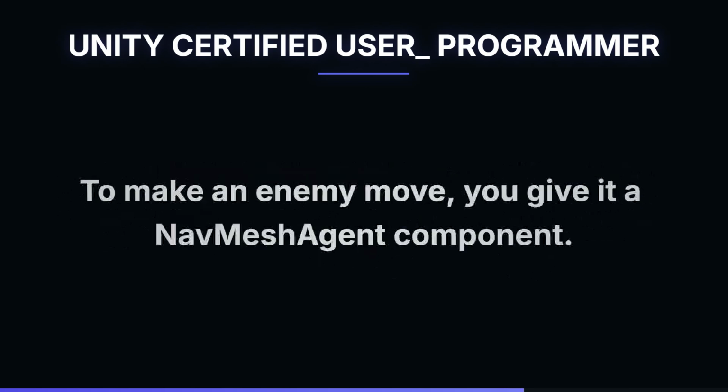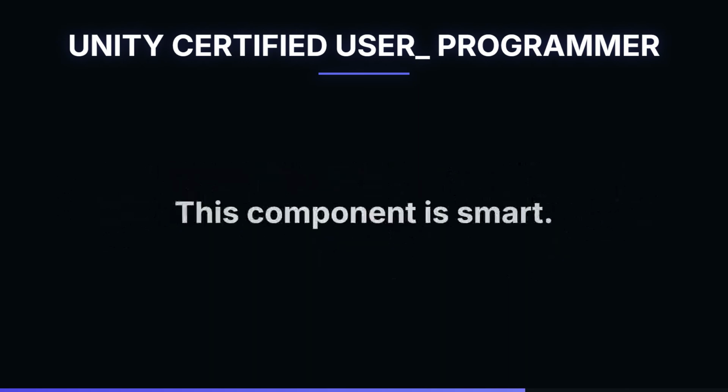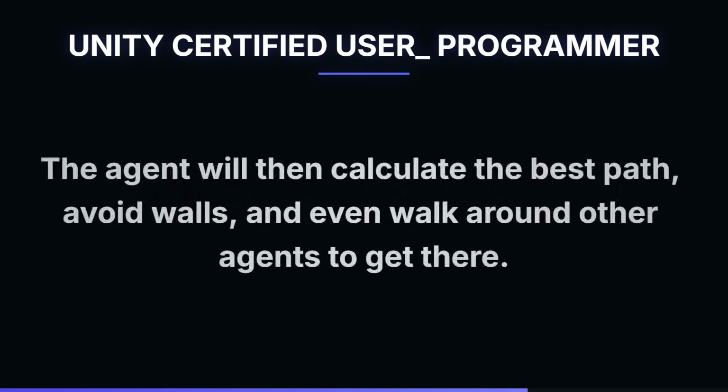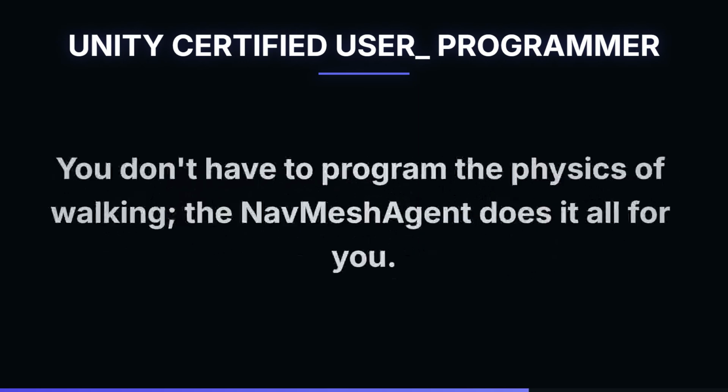To make an enemy move, you give it a NavMesh agent component. This component is smart. Set destination, target. The agent will then calculate the best path, avoid walls, and even walk around other agents to get there. You don't have to program the physics of walking. The NavMesh agent does it all for you.